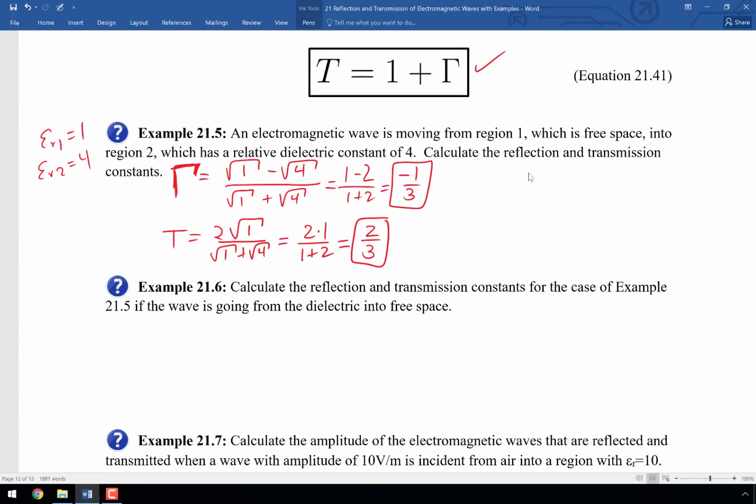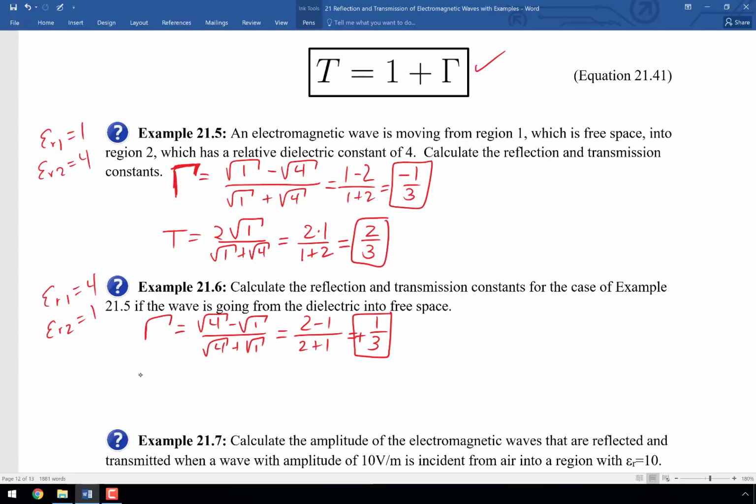Now let's consider what happens if we're going the opposite direction. What if we're going from the dielectric? So epsilon r1 is equal to 4 and epsilon r2 is equal to 1, going from the dielectric into free space. So now gamma is going to be equal to the square root of 4 minus the square root of 1 divided by the square root of 4 plus the square root of 1. That gives 2 minus 1 over 2 plus 1, which is positive 1/3. And when we're talking about reflection coefficients, sometimes I will put a positive sign on there just to help clarify that I didn't forget a negative sign.